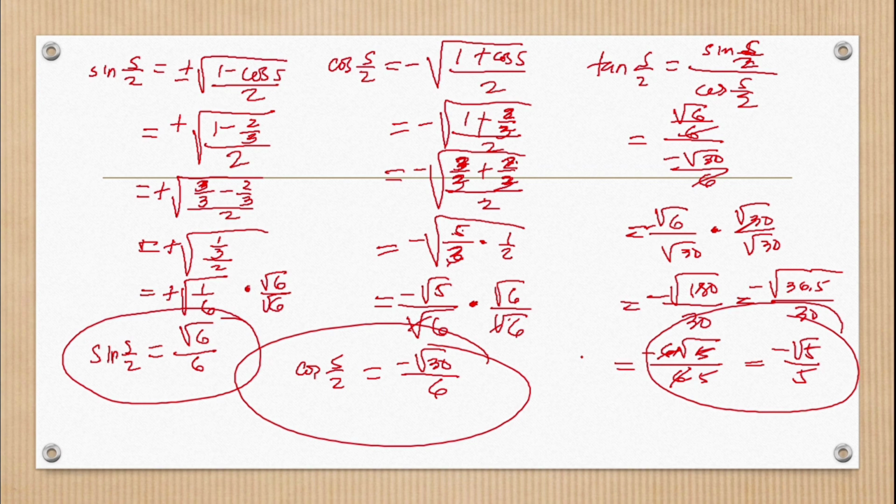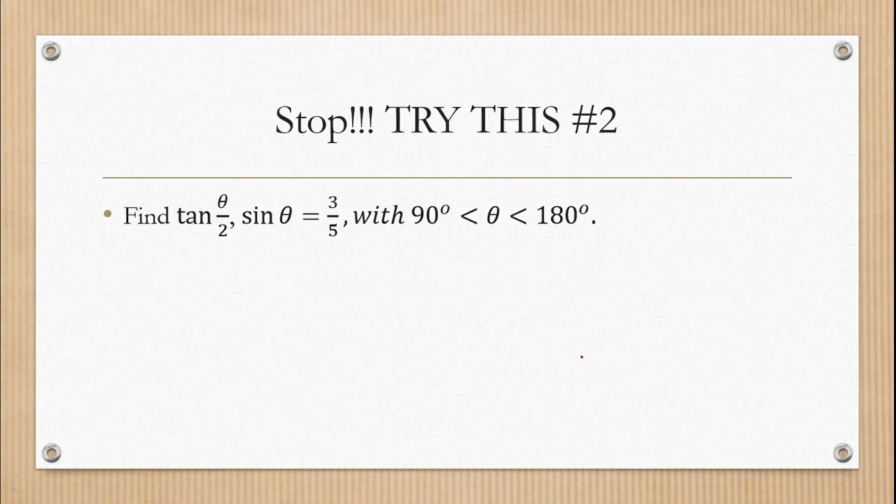So we have here, try this, number 2. Find tangent theta over 2, that's sine theta is equal to 3/5, and the condition is theta is greater than 90 degrees and lesser than 180 degrees. So let's proceed now with number 3.